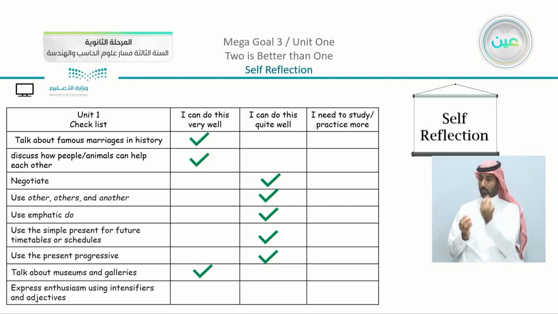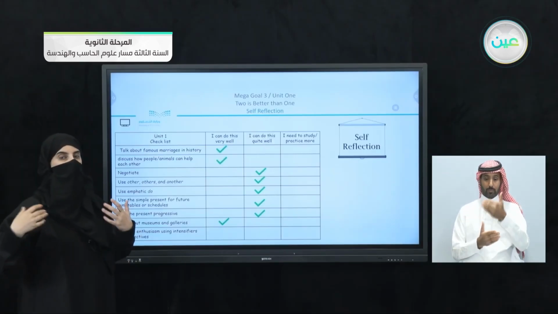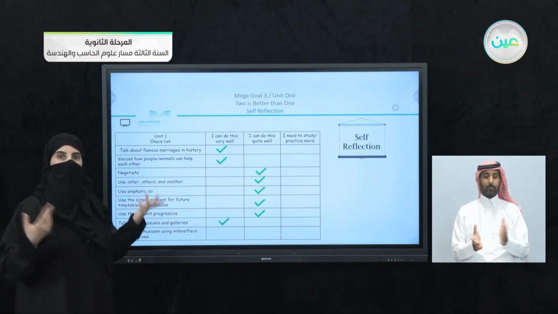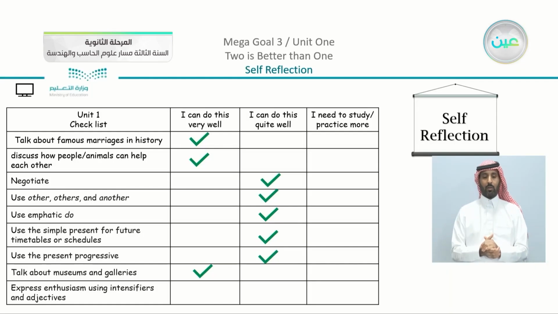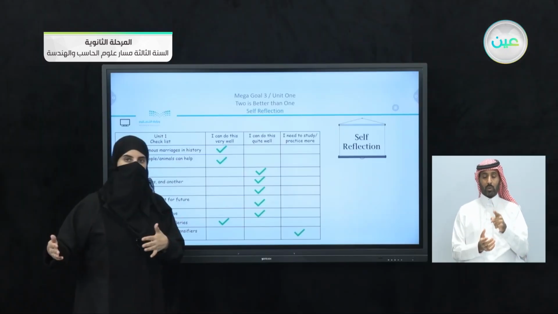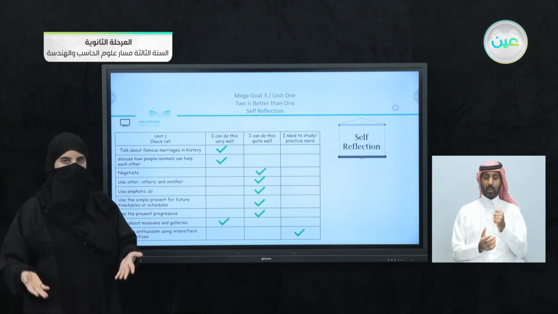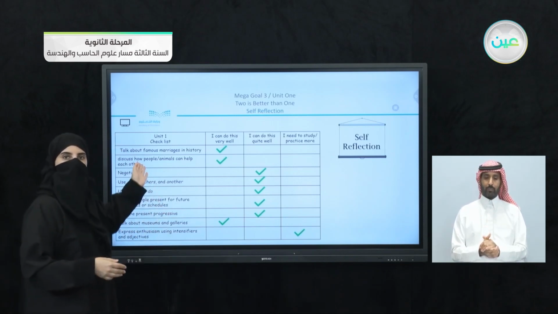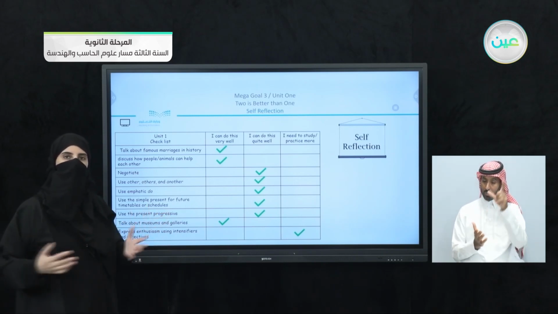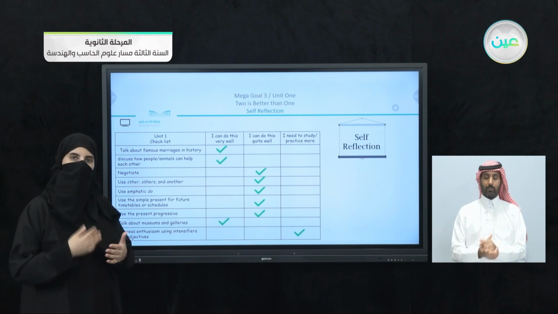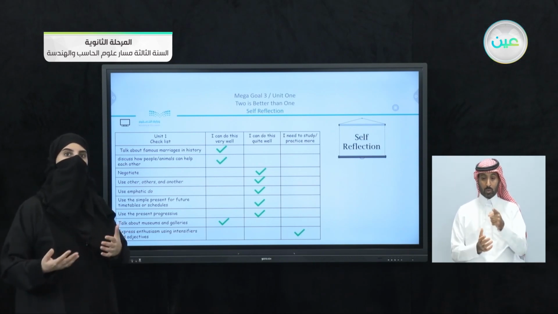So here I evaluated myself. You may have other points of view. And we have the last one, to express enthusiasm using intensifiers and adjectives. This one I feel that I need to study or practice more. So it depends on each student differently. They are not the same, or you are not the same. Here you can see that we have here the main points of the unit, and you just evaluate yourself together with your group, and you can see here what are the things that you need to work on more.